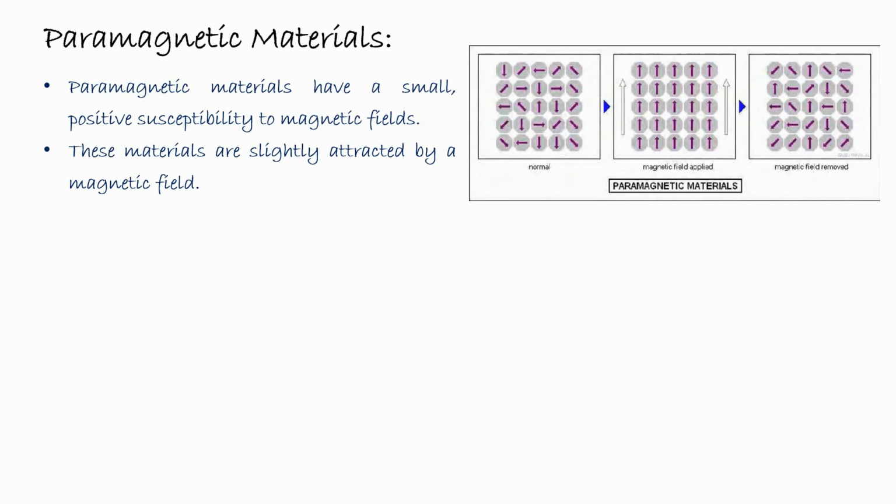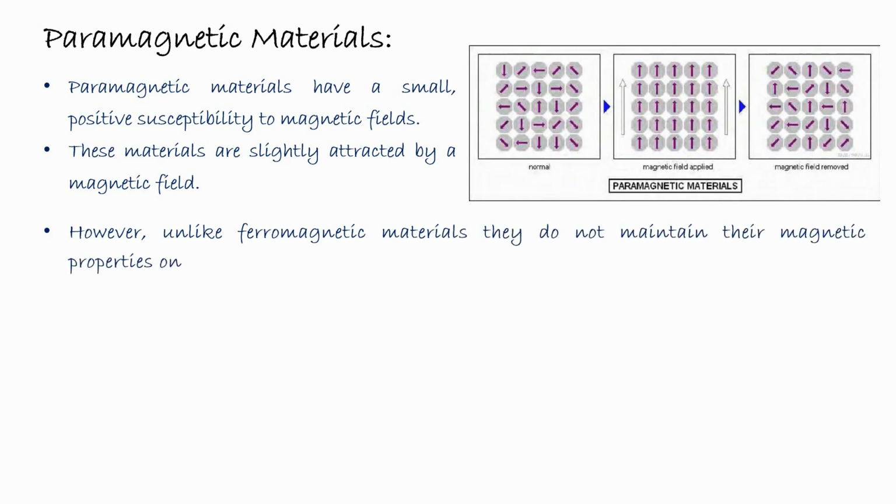But once the external magnetic field is withdrawn, the motion of the electrons will be converted back to its initial position. That means the material shows a very small amount of magnetism only because of the external magnetic field. Unlike ferromagnetic materials, they do not maintain their magnetic properties once the external magnetic field is removed.